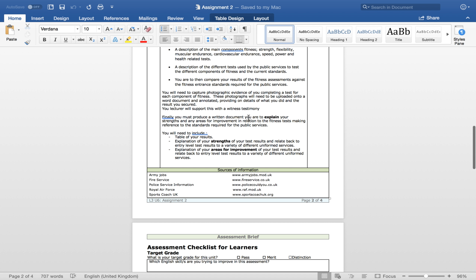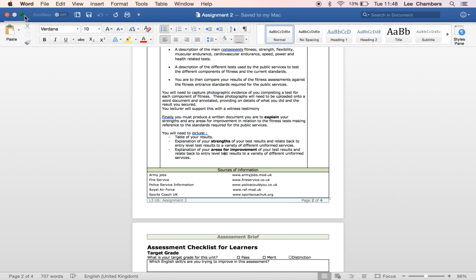And then finally, we need a written document, and you're going to explain the strengths and areas for improvement in relation to the fitness tests, making reference to the standards required for the public services. Okay, it says you need a table of results, you need an explanation of your strengths, and an explanation of your areas for improvement. So we're now going to look at my model answer for one.